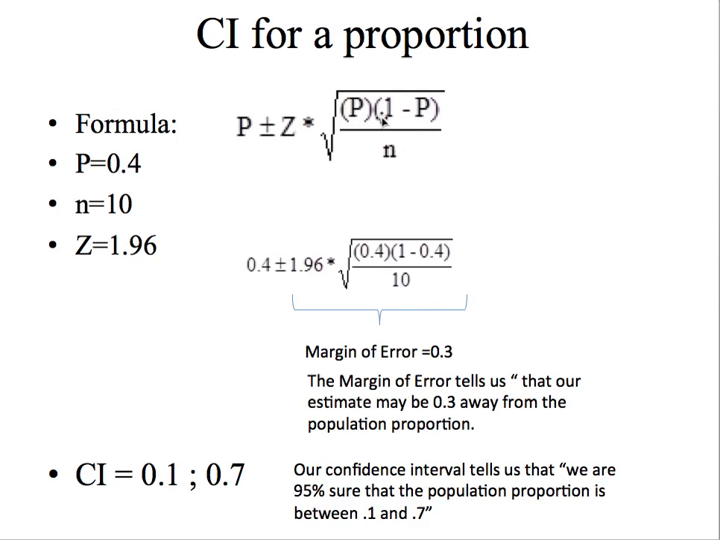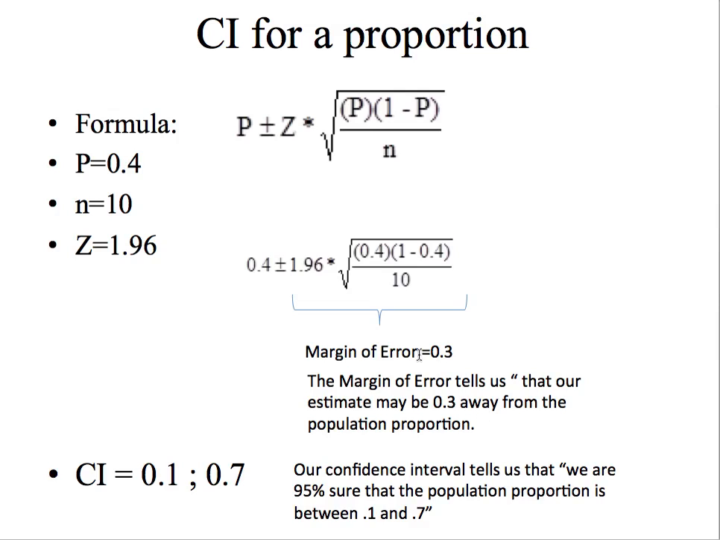Alright, so we plug in the numbers in the formula, and we get that the margin of error is 0.3. Right? That tells us that our estimate may be 0.3 away from the population proportion. And we're 95% sure about that. We're 95% sure that our sample estimate is 0.3 away from the population proportion.